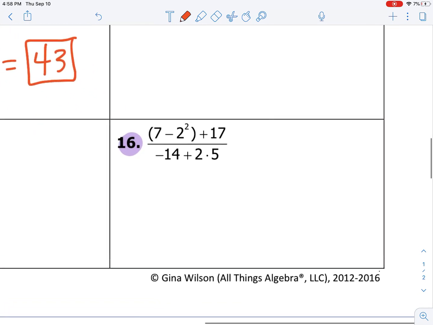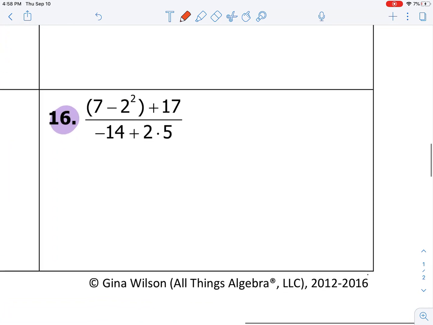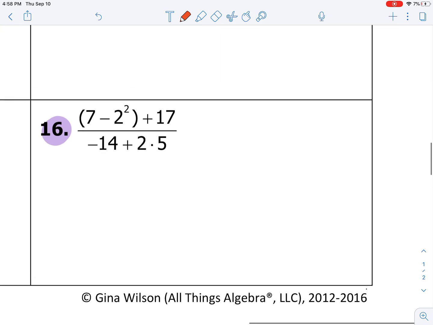Number 16. Looking at number 16, following PEMDAS, the very first thing we need to look at is the parentheses. Inside the parentheses, what do we need to do first? We need to do the exponent first. So, in the numerator, here's what we have. We have 7 minus, then we need to know what 2 squared is.